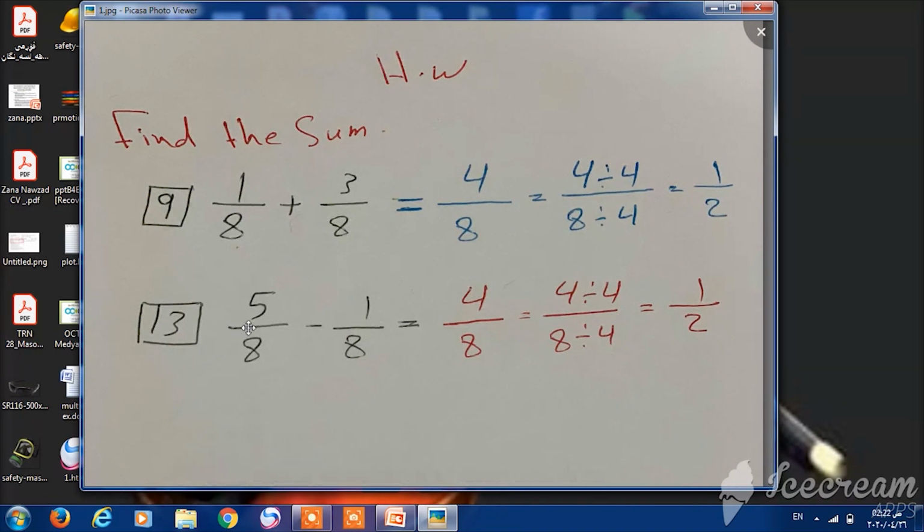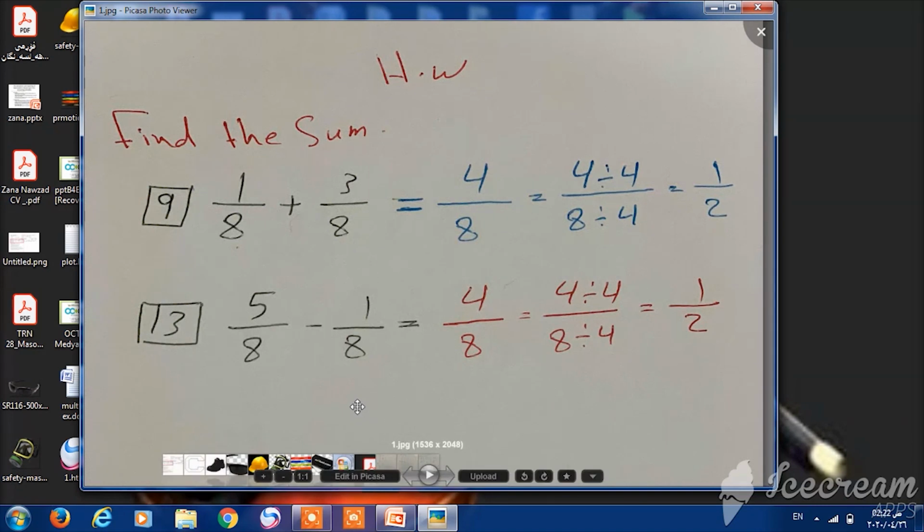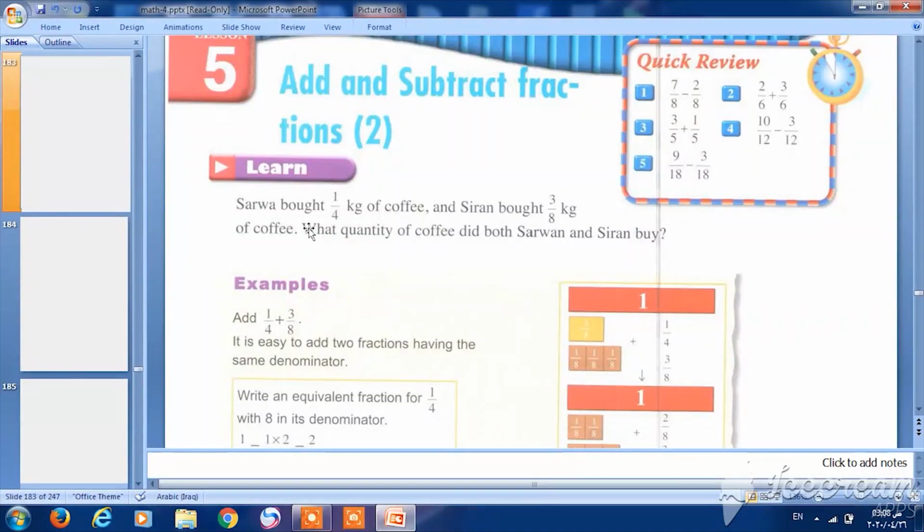Number 13: we have 5 over 8 minus 1 over 8. We just subtract the numerators and keep the denominator. 5 minus 1 equals 4, and keep 8, right? We get 4 out of 8. Like number 9, you change it to a simple fraction by finding the common factor between them. It's very easy. I'm sure we can get a correct answer. Well done, everyone.